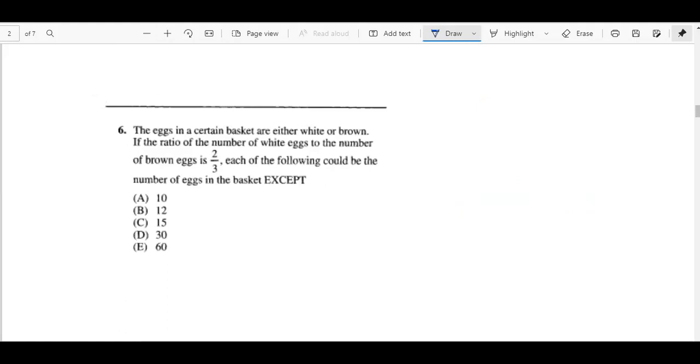Okay. So the question says the eggs in a certain basket are either white or brown, okay? If the ratio of the number of white eggs to the number of brown eggs is 2 by 3, each of the following could be the number of eggs in the basket except, okay. Now, before reading the options, you need to understand the question completely, okay? So you have a basket in which you have white and brown eggs, right? It has both white and brown eggs, and the ratio of white eggs to brown eggs is 2 by 3, right?